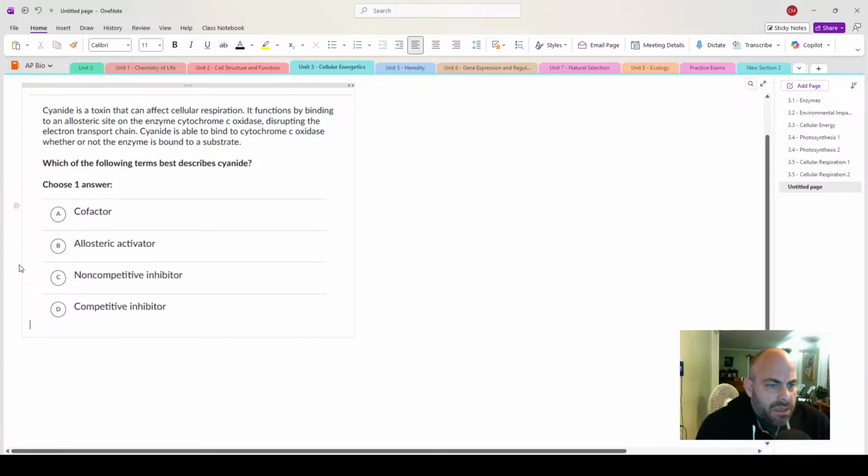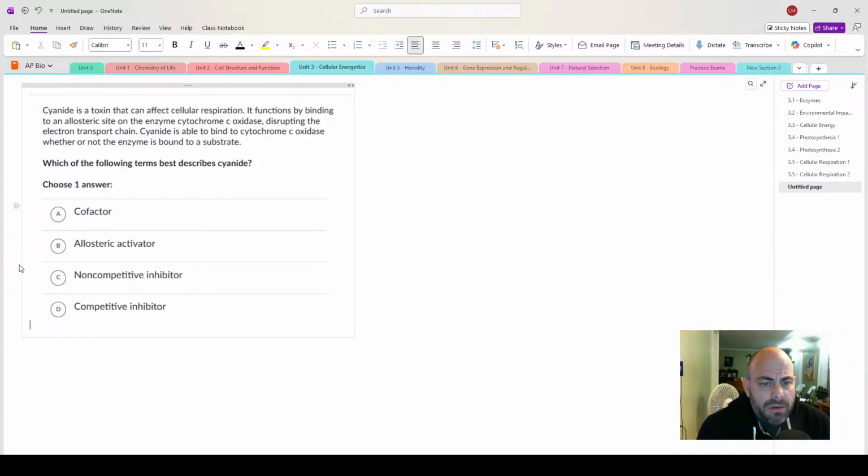Cyanide is a toxin that can affect cellular respiration. It functions by binding to an allosteric site on the enzyme cytochrome C oxidase, disrupting the electron transport chain. Cyanide is able to bind to cytochrome C oxidase, whether or not the enzyme is bound to a substrate. Okay, so it looks like this is pretty easy, but let's go through the question anyway to help some of you all.